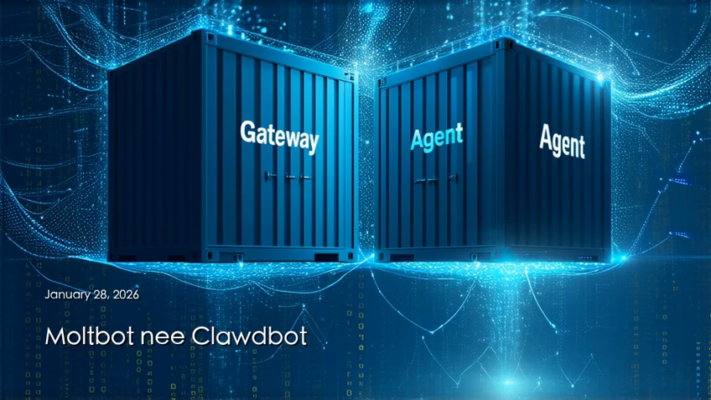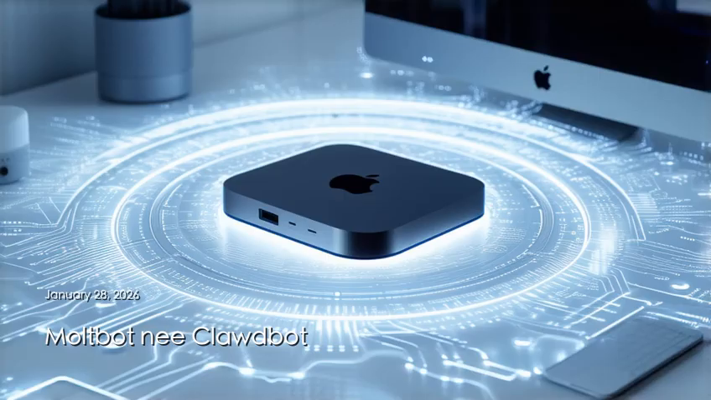One container for the gateway, one for the agent, shared volumes for memory and credentials. The system is designed to be single-tenant. This isn't a SaaS product where one instance serves thousands of users. It's your personal agent. If you want to give your spouse access, you spin up a separate instance with separate credentials. This is why the Mac Mini as appliance model works. Dedicated hardware for dedicated use.